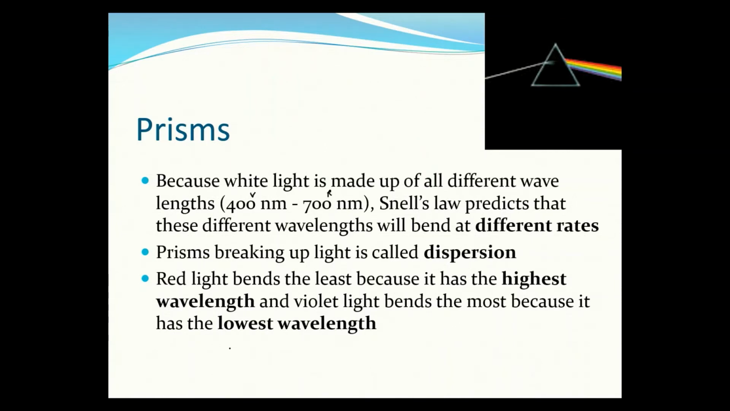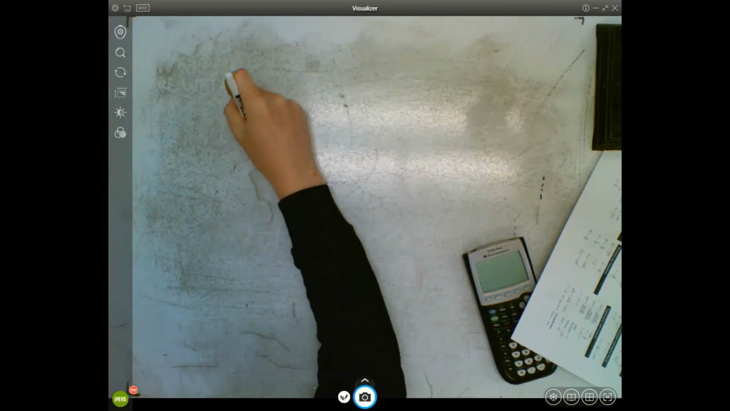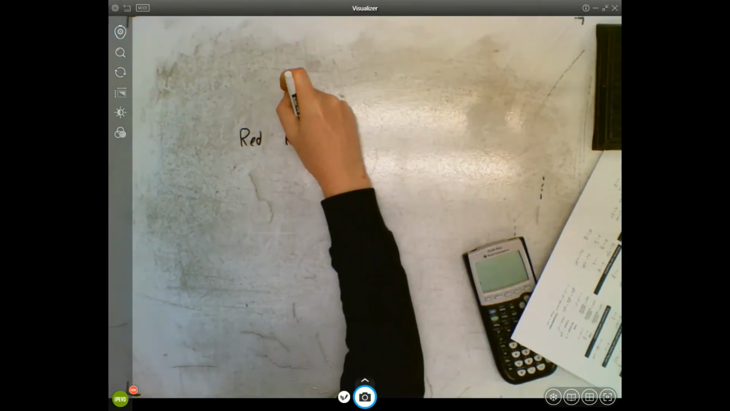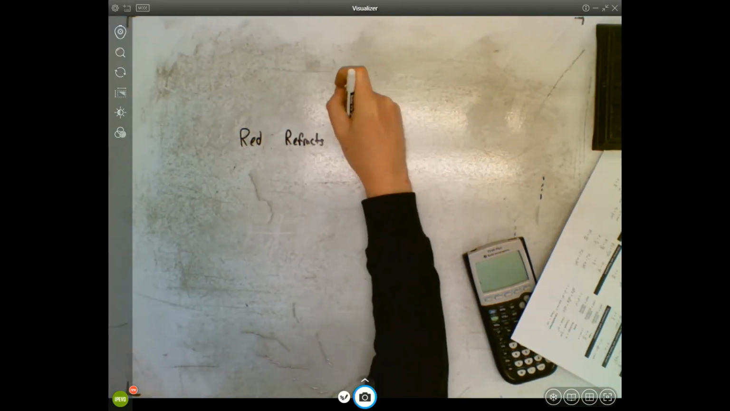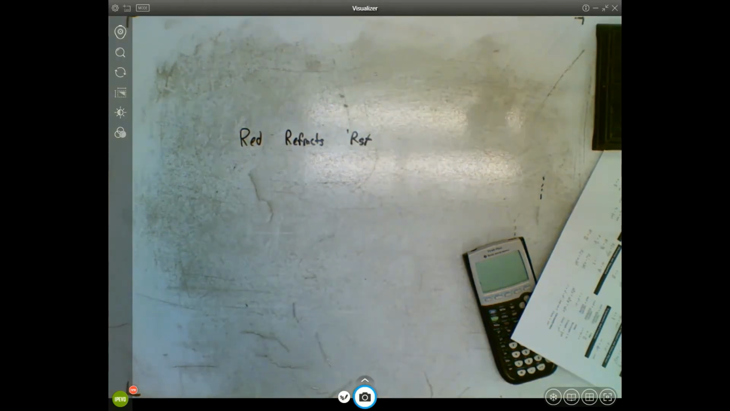The way that I like to remember it is, let me just switch here so I can write it down for you. Red refracts the worst. Like worst, but worst. Red refracts the worst. So that's the way that I like to remember it. Violet's the best and red refracts worst. Some people say red refracts rotten, but I like worst.